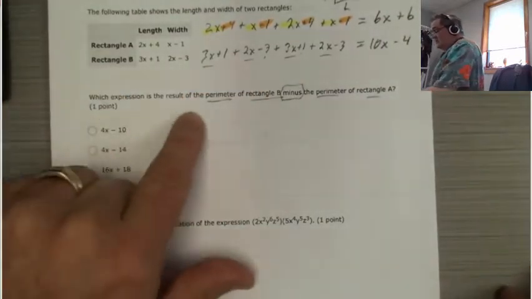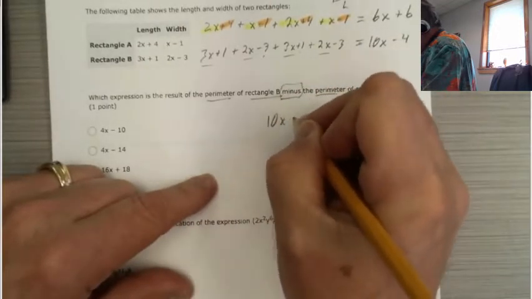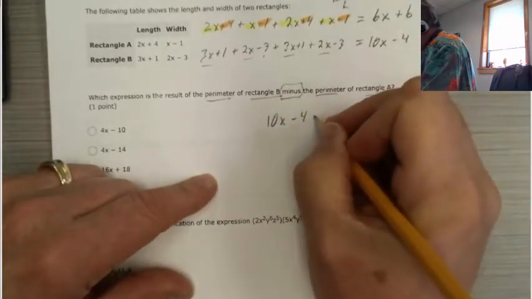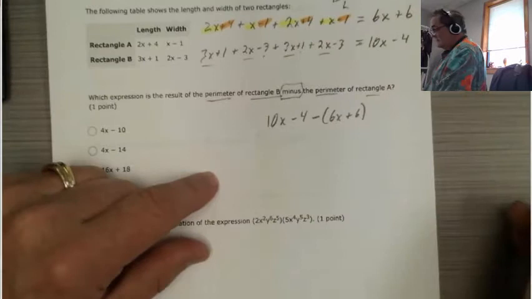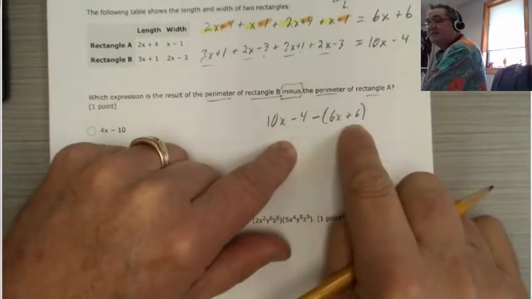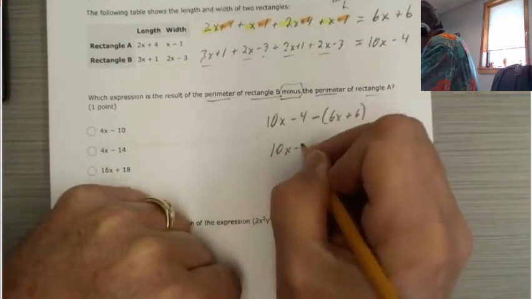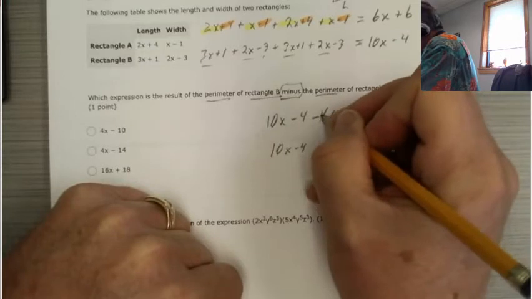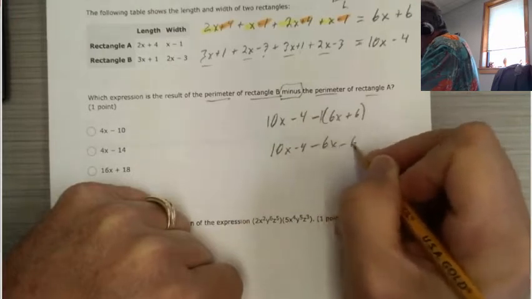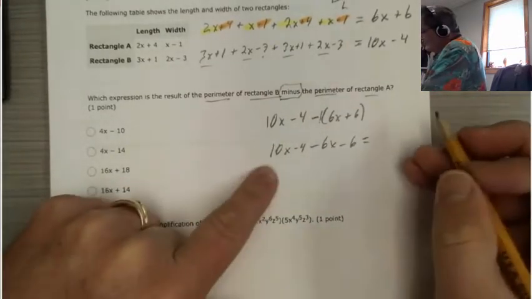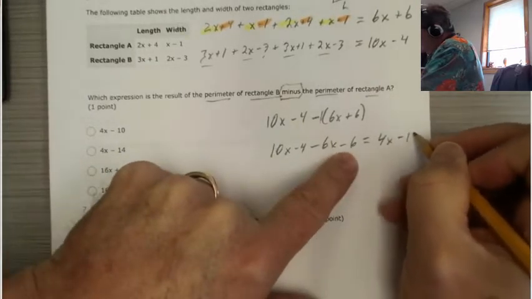So, which is the result of subtracting A from B? B is our first one, 10x minus 4. And from that, we're going to subtract 6x plus 6. We've got to subtract the whole thing, which means we have to distribute. If this is like a negative 1, right? When you distribute negative 1, it'd be minus 6x minus 6. 10x minus 6x is 4x. Negative 4 minus 6 more, negative 10.